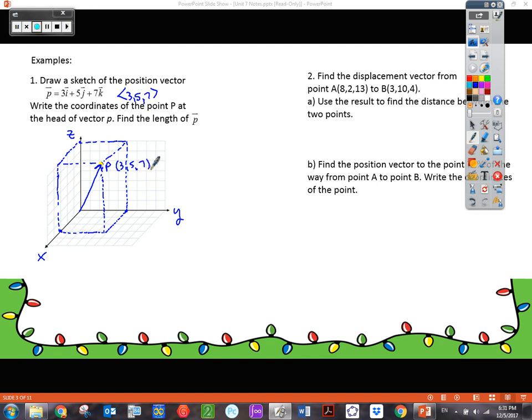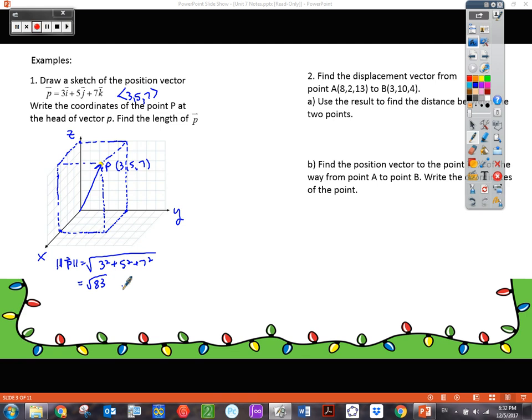Now they want us to find the length of that vector, vector p. So we would just do our brand new formula, but in 3 dimensions. The magnitude of vector p is going to be the square root of 3 squared plus 5 squared plus 7 squared. That's how we would find our magnitude. And that's going to give us the square root of 83. So that's the length of our vector p.